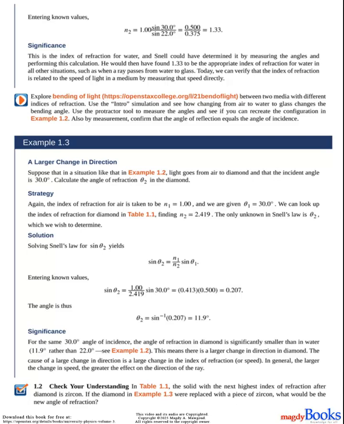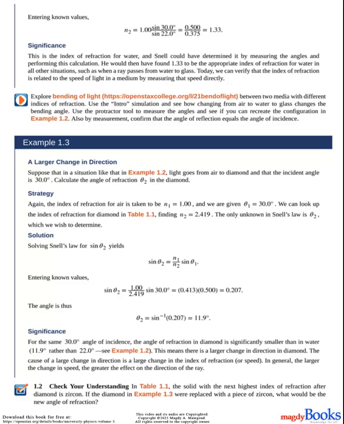Solution. Solving Snell's law for sine theta 2 yields sine theta 2 equals n1 over n2 times sine theta 1. Entering known values, sine theta 2 equals 1.00 over 2.419 times sine 30 degrees, equals 0.413 multiplied by 0.500, equals 0.207. The angle is thus theta 2 equals arc sine 0.207 equals 11.9 degrees.